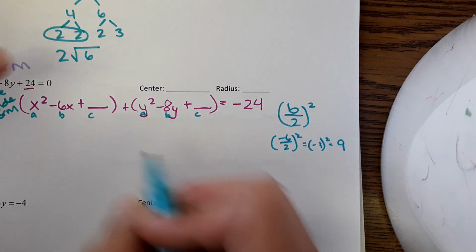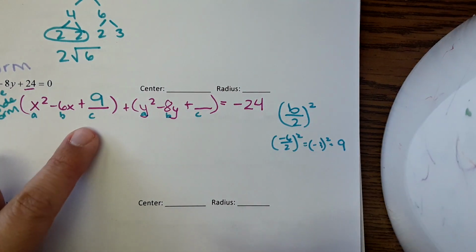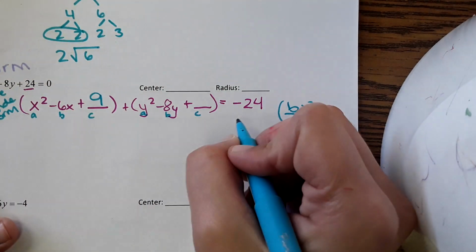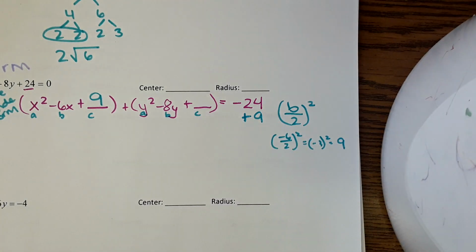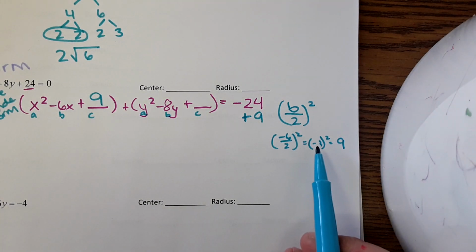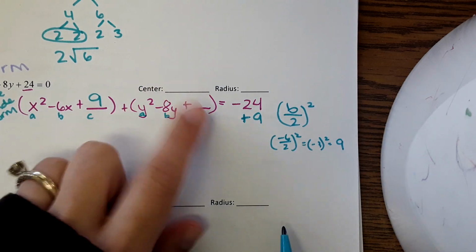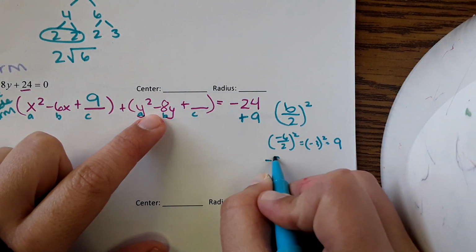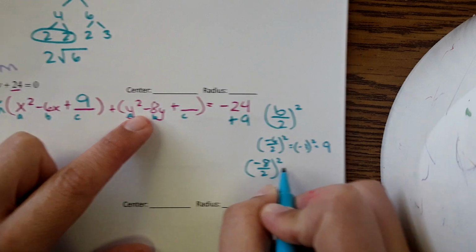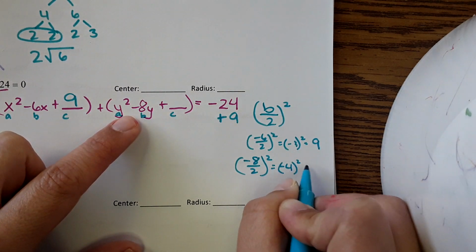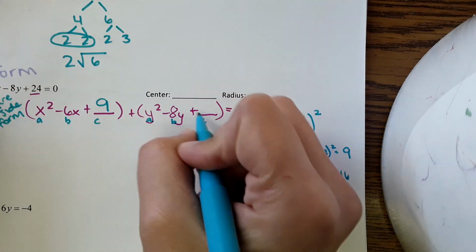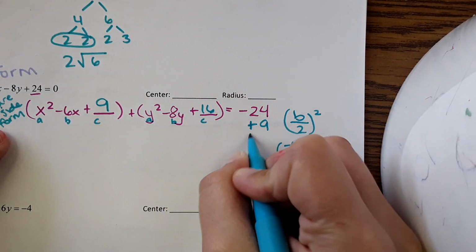So what do we do with that value? We put it here, and then whatever you add to one side of the equation, you have to add to the other, so I'm also adding 9 over here. What is after the equal sign? Is that a -3? Yes, -3 squared. So -6 divided by 2 is -3. -3 squared is 9. And then to figure out this one, same thing, b over 2 squared, -4 squared equals 16. This is 16. Whatever you add to one side of the equation, you have to add to the other.